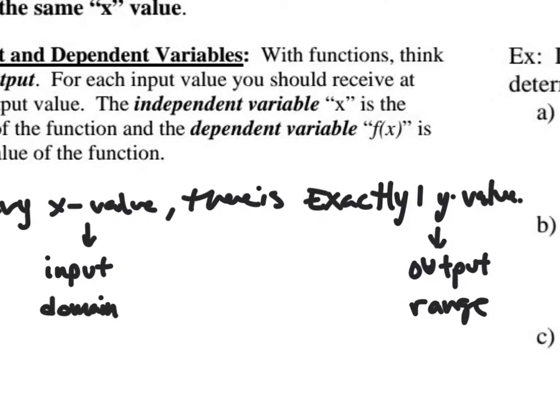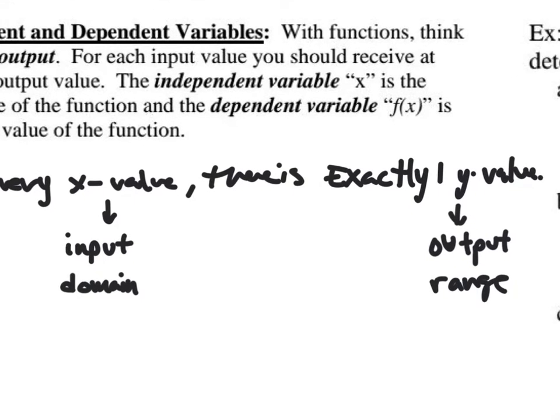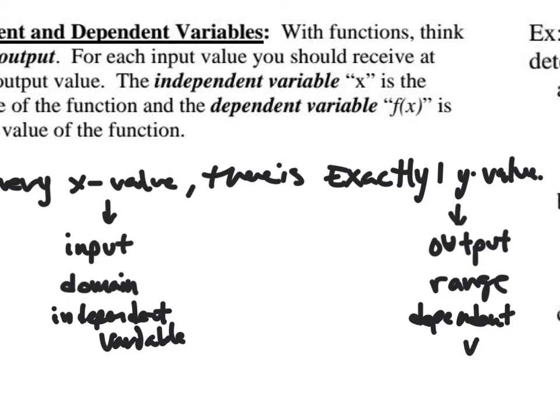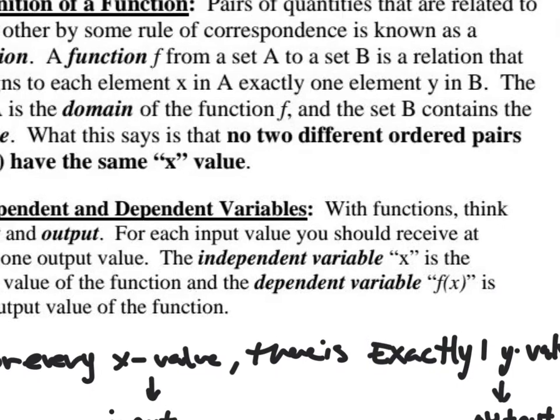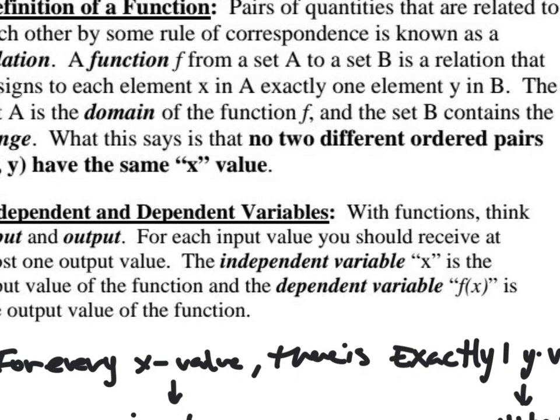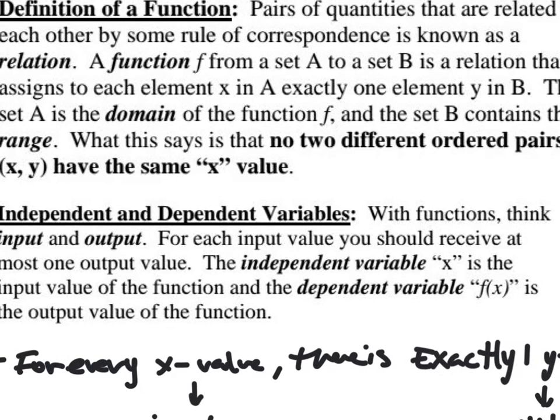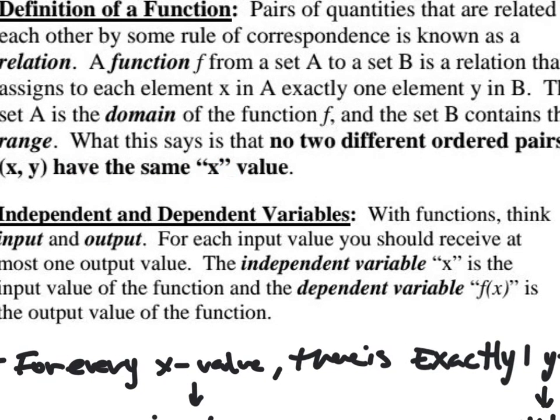I also know that an x value is what I call an independent variable, and a y value is what we call the dependent variable. You've probably heard these words before. So that's the idea: for every x value, there's exactly one y value. No two different ordered pairs (x, y) have the same x value, so there's only one y value associated with every x value.